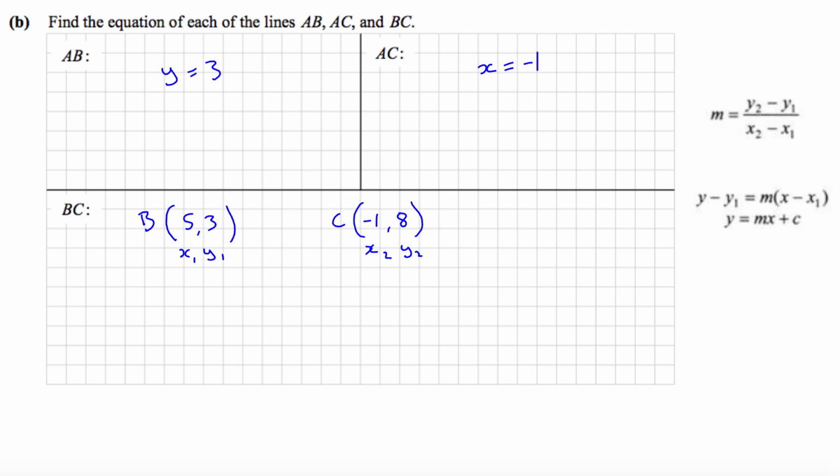So what I'm going to do then is just plug these values in. The x1 value of 5, I would be plugging in here, and the x2 value of minus 1, I would plug in there. y1 will be going here, and y2 would be going there.